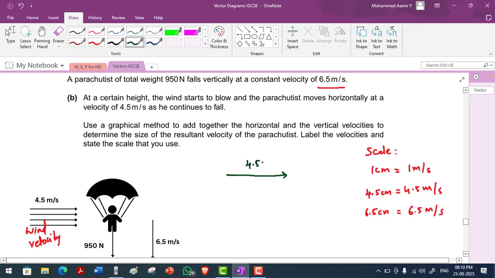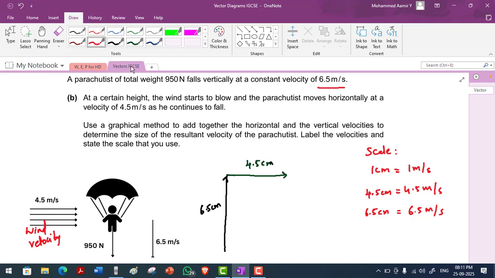Assume that this is the 4.5 centimeter line. Here I have taken 1 centimeter as 1 meter per second because 4.5 and 6.5 are not too small measurements. Then the next is 6.5. The head should meet the tail according to the triangle method. I'm going for the triangle method. So here this will be 6.5 centimeters. Then the resultant will be from the tail of the first to the head of the last. So this will be the resultant.